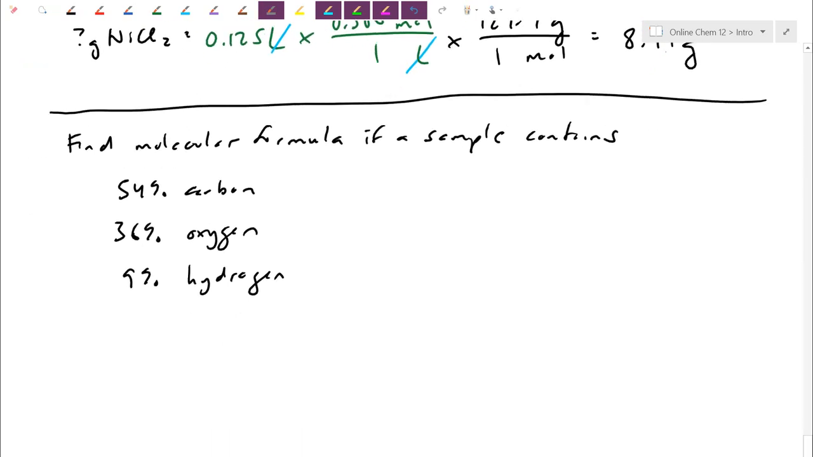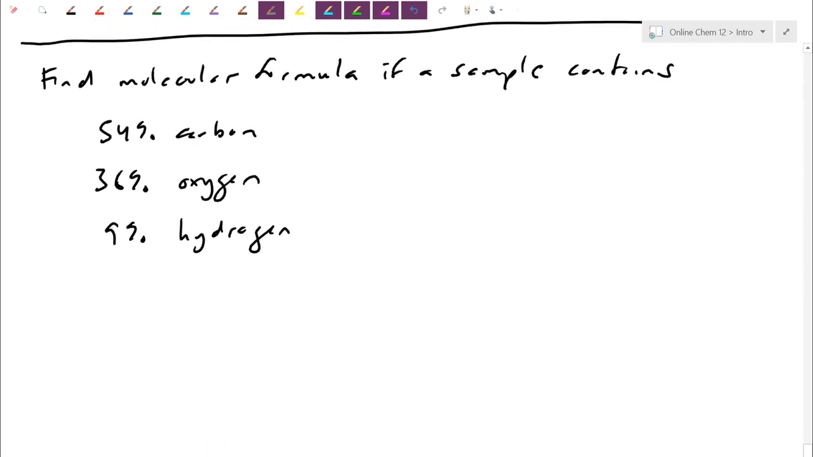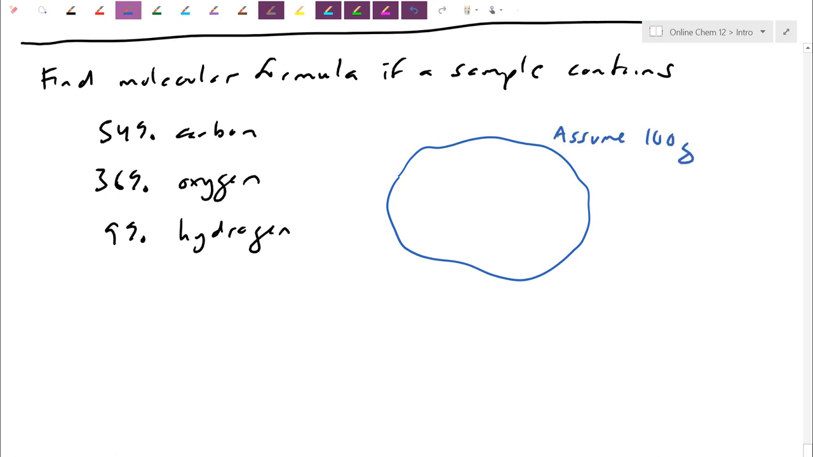Right. So this is getting us back into the empirical formula, a little bit of practice here. They have a sample that's in front of you. Okay, I don't necessarily know how much. Because I know percent works really nicely with 100, I'm going to assume my sample is actually going to be 100. Because the second I'm 100 grams, if you say 54% of 100, well, I know right away that means 54 grams. And that's going to be grams of carbon, fine.